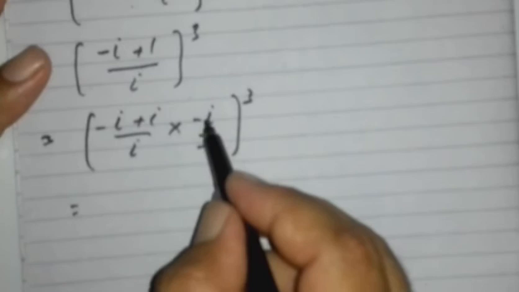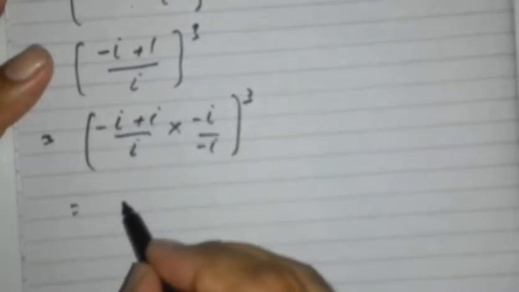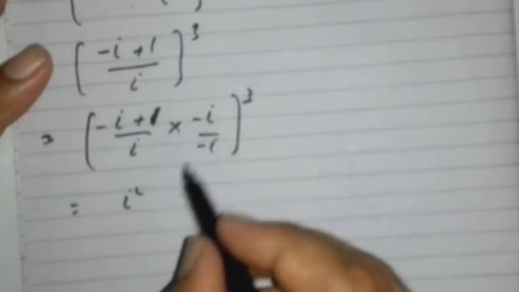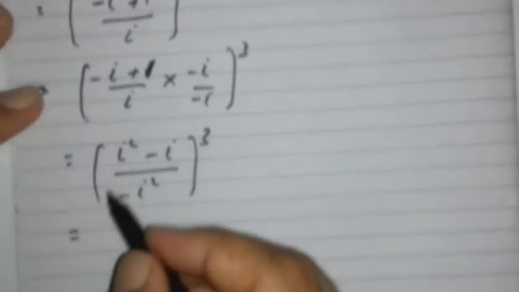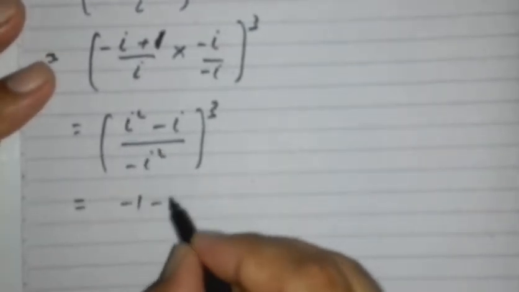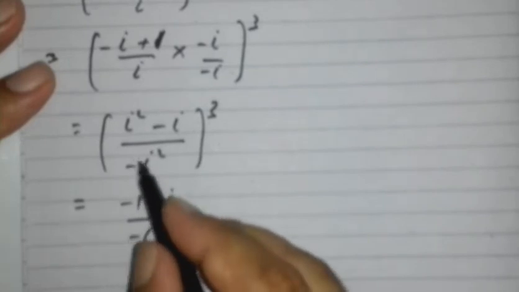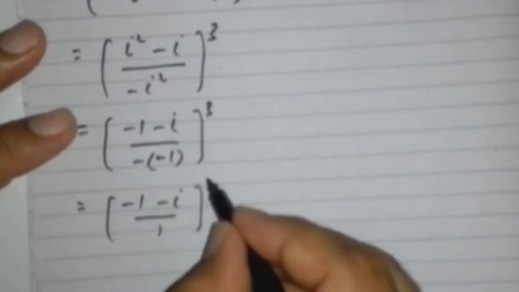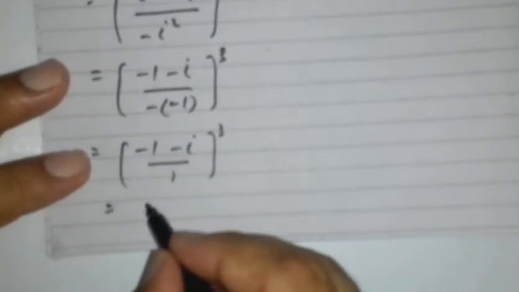Now minus into minus plus iota square, and minus iota into 1 we get minus iota divided by minus iota square whole cube. Iota square value is minus 1, minus iota divided by minus iota square value is minus 1 whole cube. So we get minus 1 minus iota divided by 1 whole cube, which is further equal to minus 1 minus iota whole cube.